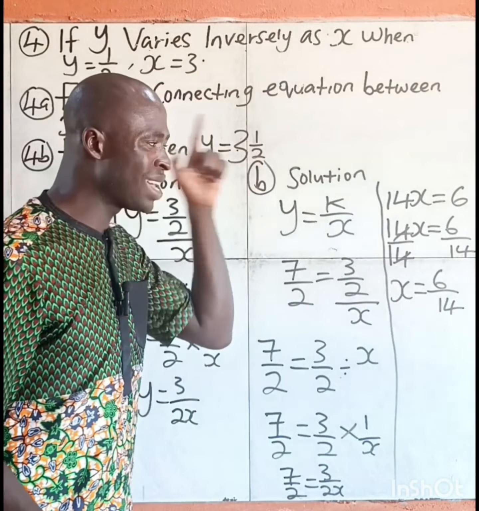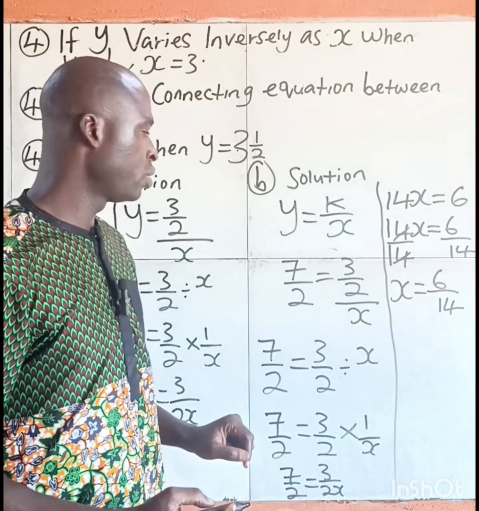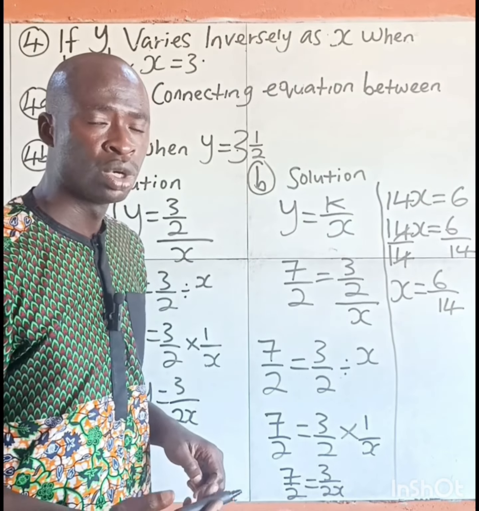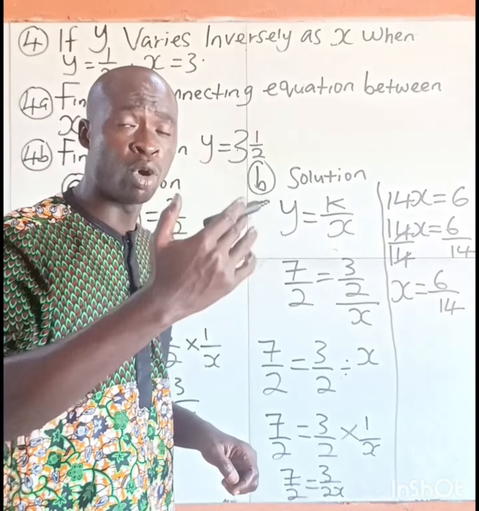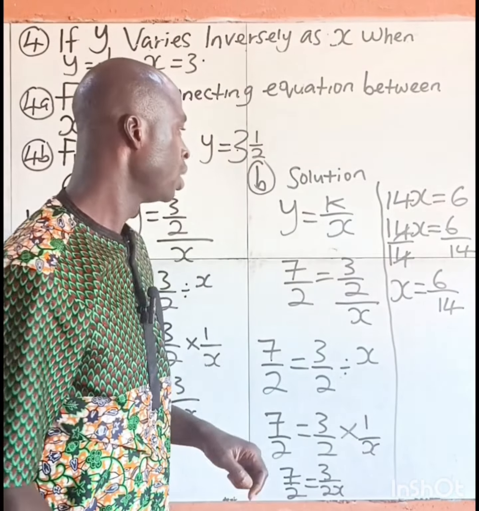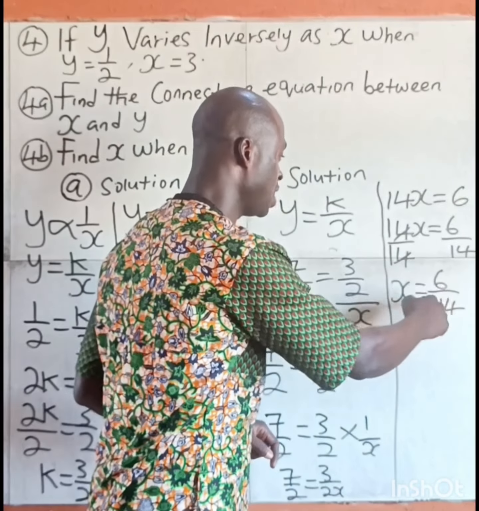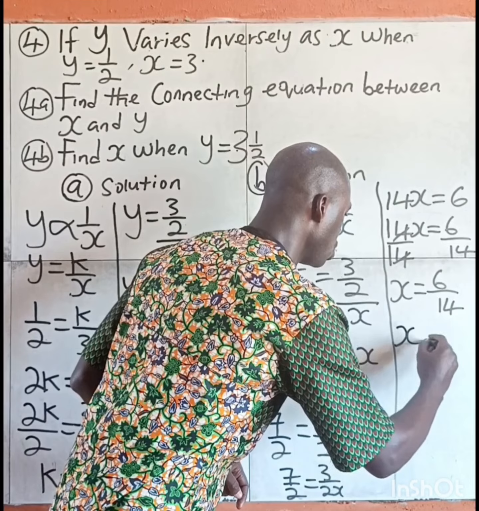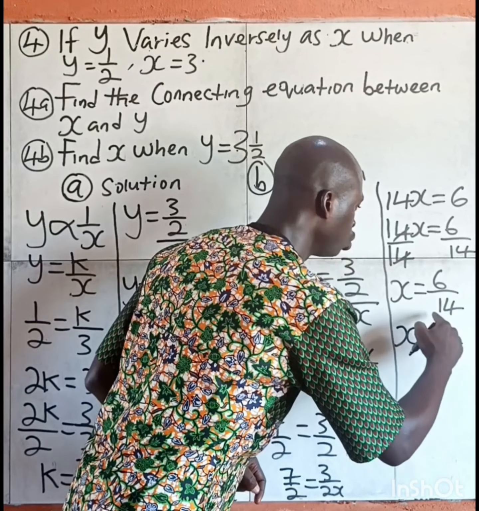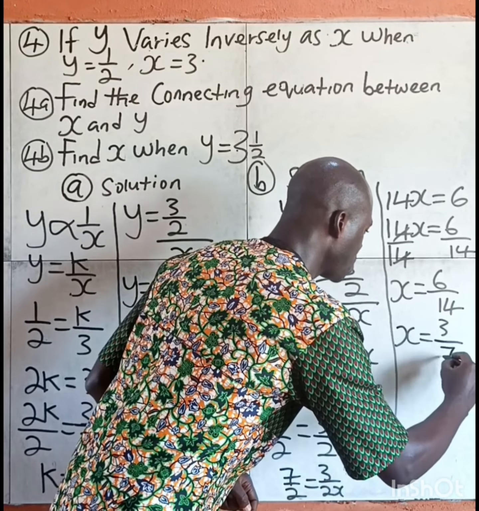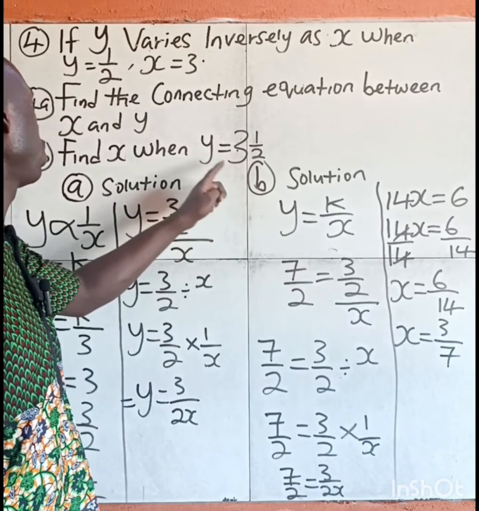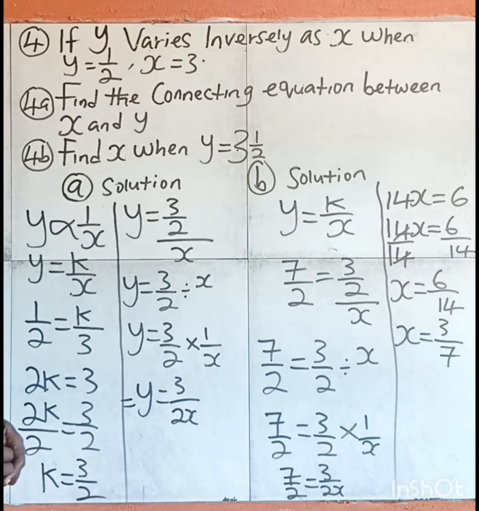Now, you can't leave your final answer this way. Reason being that, remember in fractions, your answer has to be reduced to the lowest terms. You always reduce your answer to the lowest terms. So check if any number can go into both. Yes, 2 into 6, we are going to have 3. And if 2 goes into 14, we are going to have 7. And this becomes the solution to question 4b.